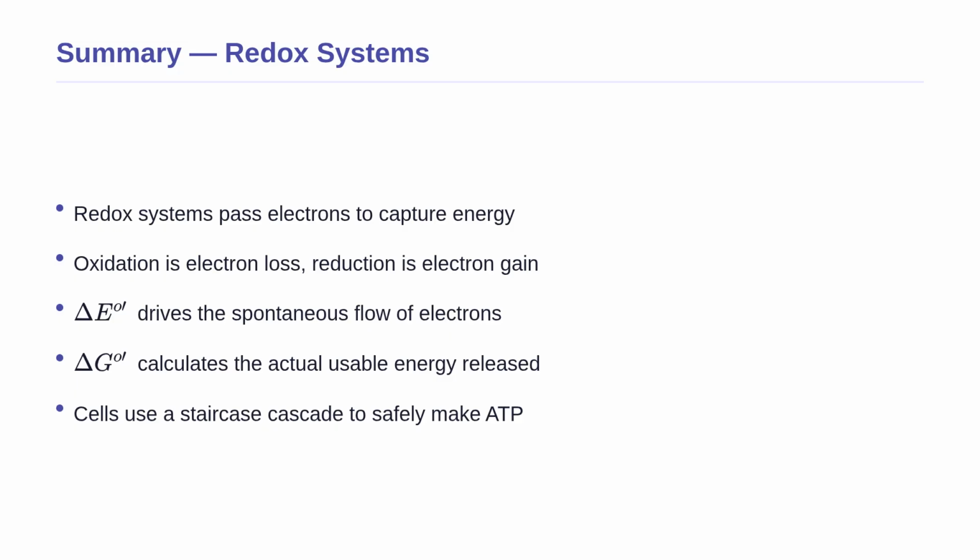Finally, we saw how cells use a staircase cascade to safely harvest this energy to make ATP. You now understand the fundamental mechanism behind cellular respiration. Great job, and keep exploring the amazing chemistry of life.